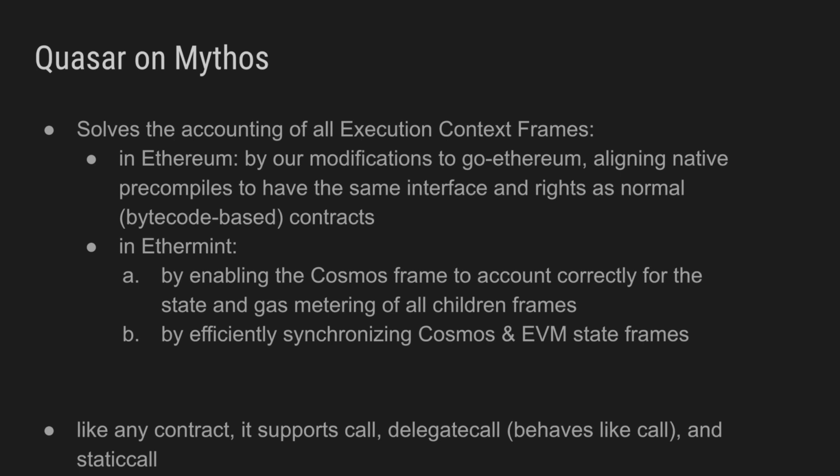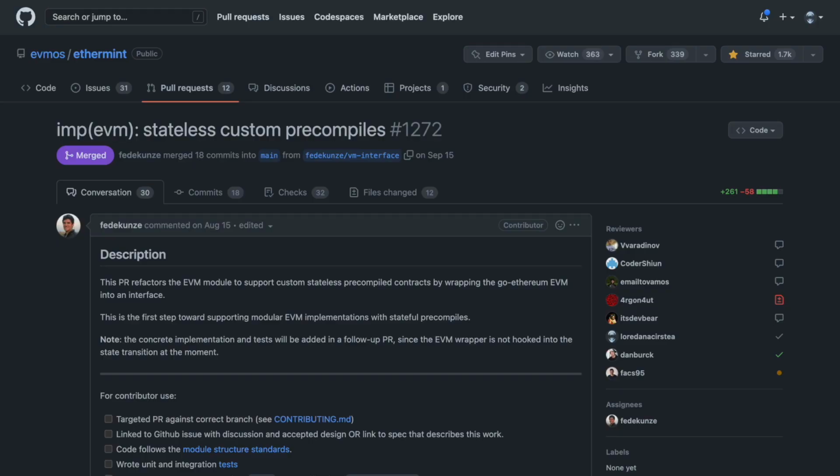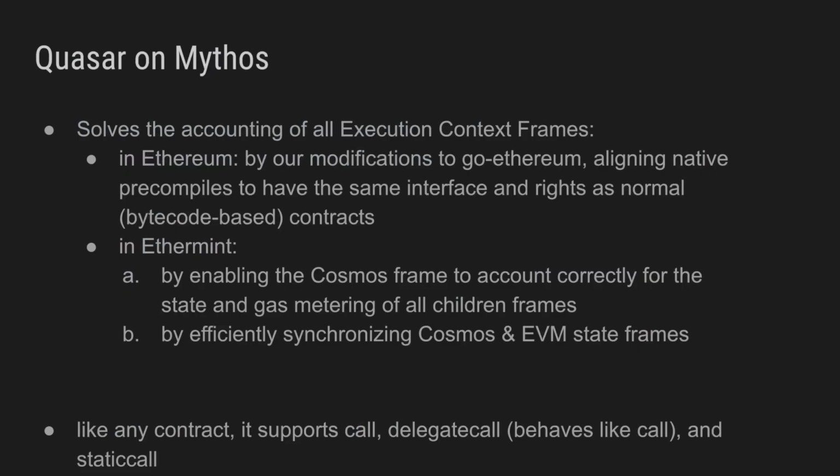In Ethermint, I built the Quasar precompile on top of the stateless precompile abstraction stub that was implemented in Ethermint by Federico Kunze. And then I efficiently synchronized Cosmos and EVM execution context frames. I aligned the Cosmos execution context frame to be reverted or committed to the final state by EVM's stateDB logic. And the Cosmos execution context frame can account correctly for the state and gas metering of all its children frames.